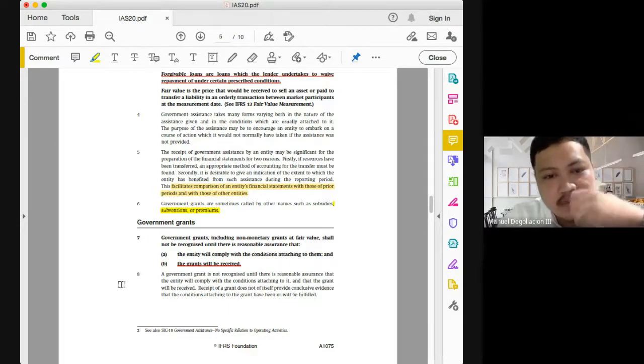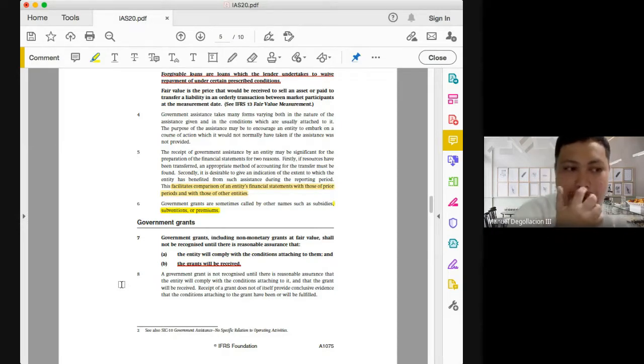Okay, please take note of the terminology, class. It did not say that the entity has already complied. What paragraph 7 tells us is that the entity will comply. So definitely this would not be quantifiable, class. This would be a declaration on the part of the beneficiary, which would be our reporting entity. And second, it does not tell us that the grants are already received. It just tells us that the grants will be received.